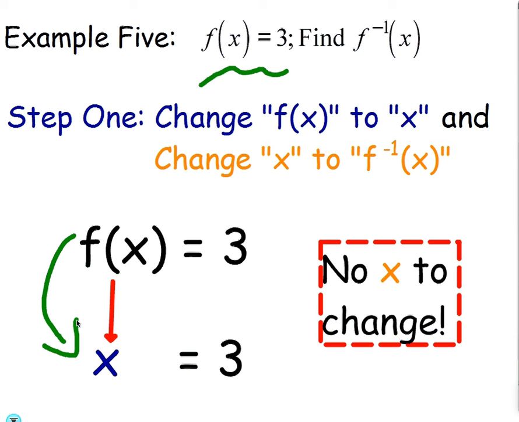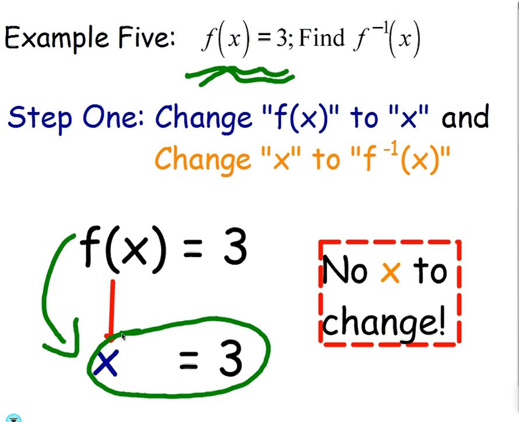No x. It's a vertical line. So then it's a horizontal line. The original is a horizontal line. So then it's a vertical line. It's the inverse. X equals 3. If you're replacing f with x and that's it, you're done. The inverse is x equals 3.